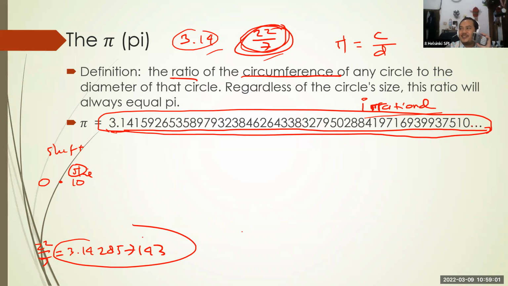That's another question. Why? Pak, guru saya berarti bohongin saya dong? Enggak, bukan. It's just again, guys, it's the simplification. As you can see that the first three numbers of 22/7 are the same, right? 3.14. This is also 3.14.